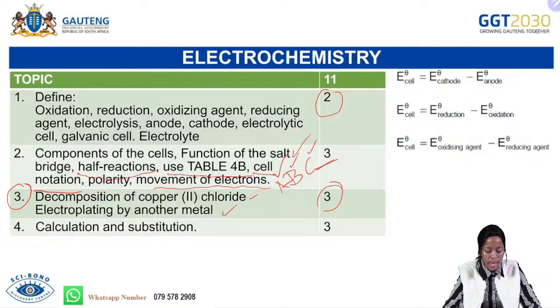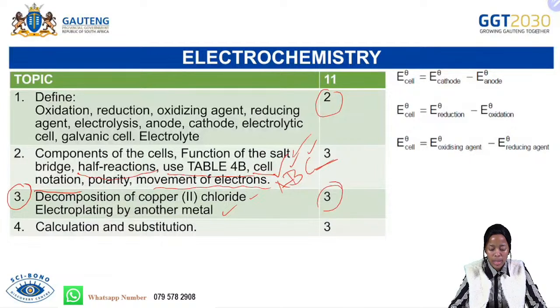And then with number 4, it says the calculation and what? Calculation and substitution. So with that, you are going to use what? You are going to use your formula sheet, and then you will see that from the formula sheet you are able to get the 3 formulas, okay? So you can use any of the 3 formulas because they all represent the same thing.